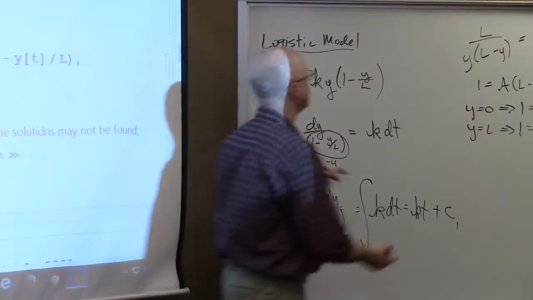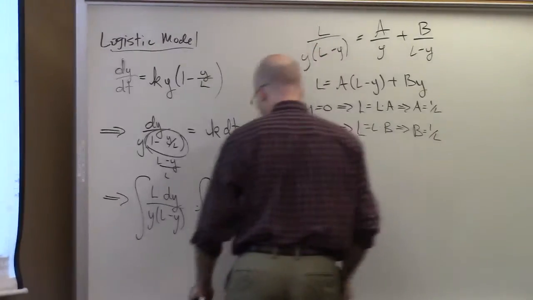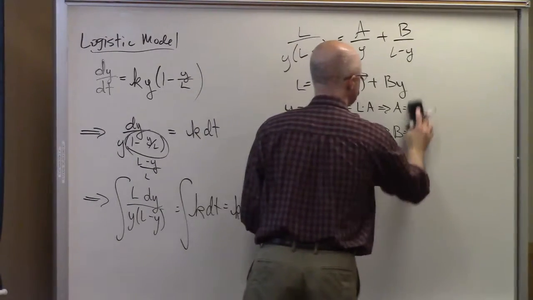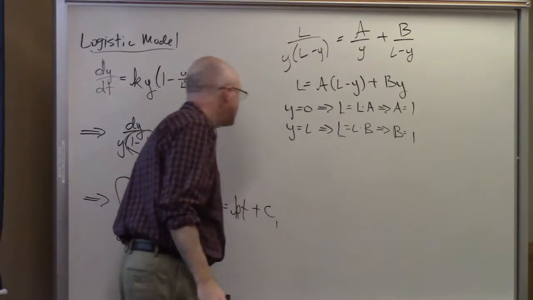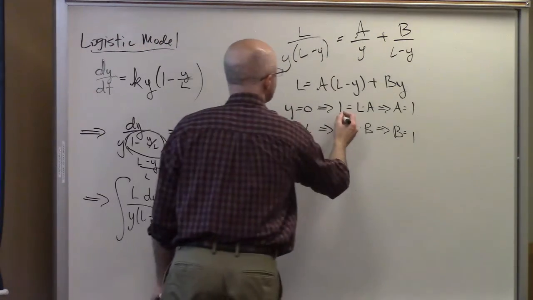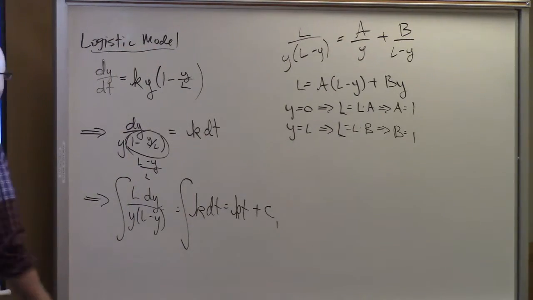Oh, sorry. I thought that was a 1 there. These are L's. So actually these things are 1s. Is that your question? Yeah. So A and B are 1, and the L on the top goes away because of that.